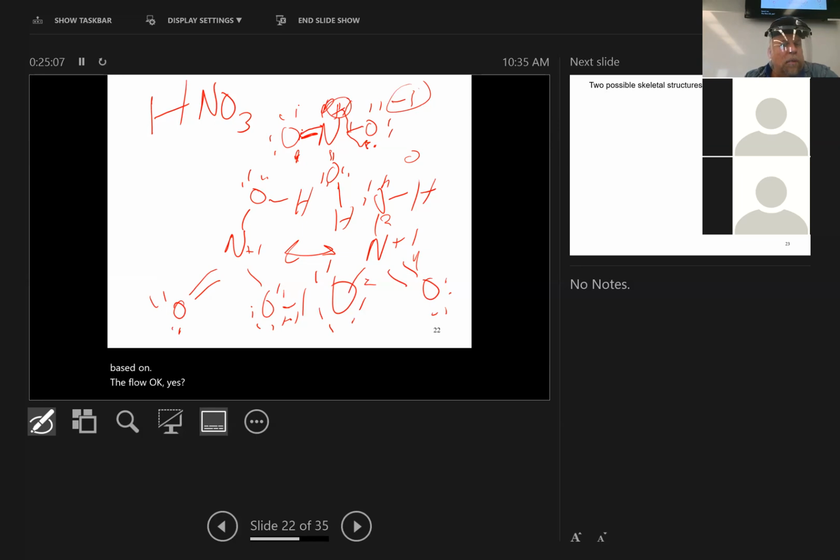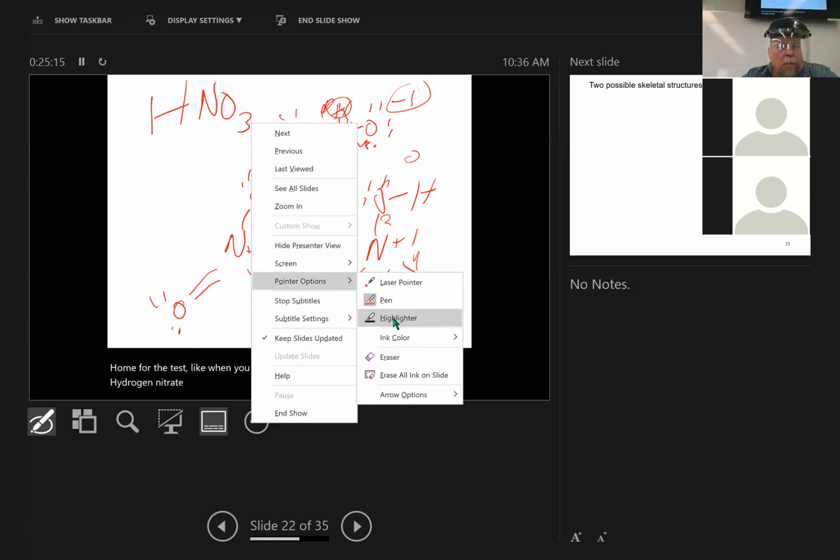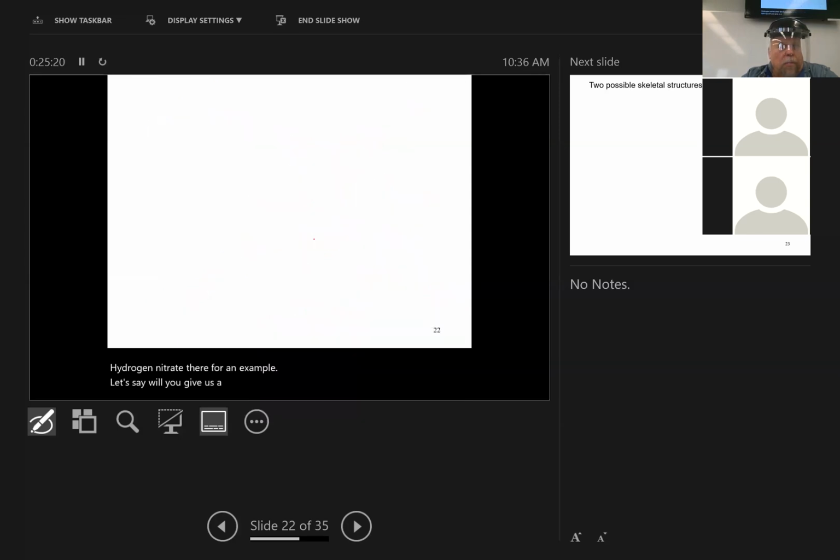For the test, when you give us a molecule like hydrogen nitrate, for example, will you give us a charge on the molecule? Like, what I mean is, do we determine the charge, if there's a charge? Well, it depends. Let me do this one. H2CO3. Is there a charge there? Well, not anymore because of the H2.